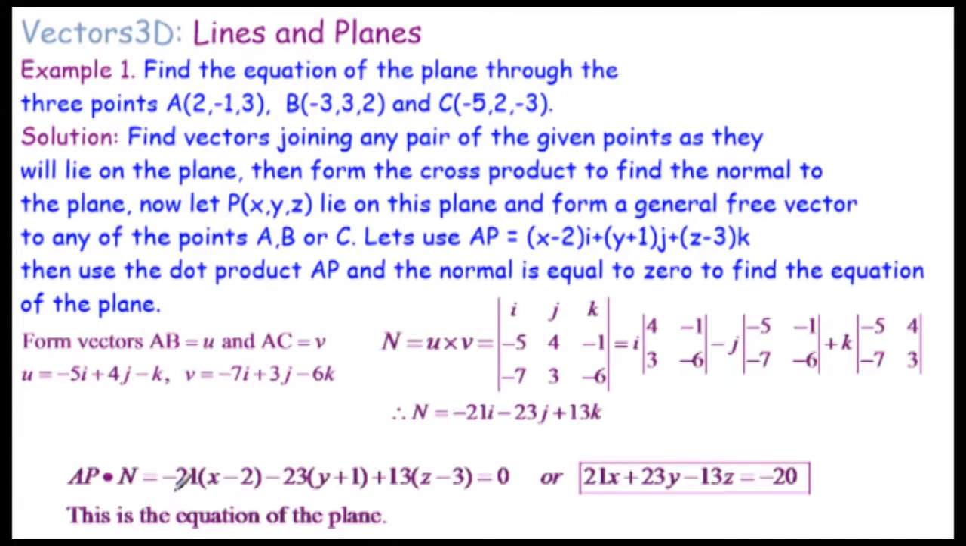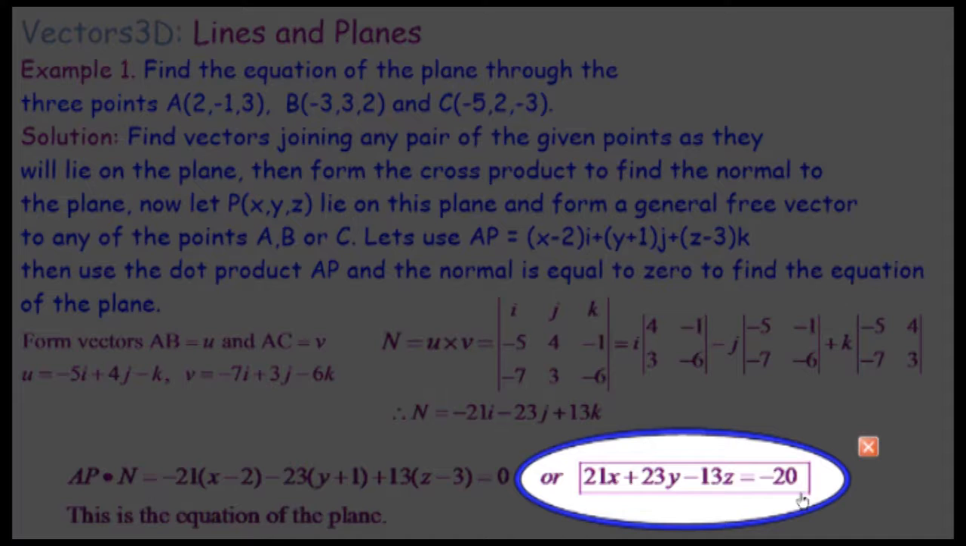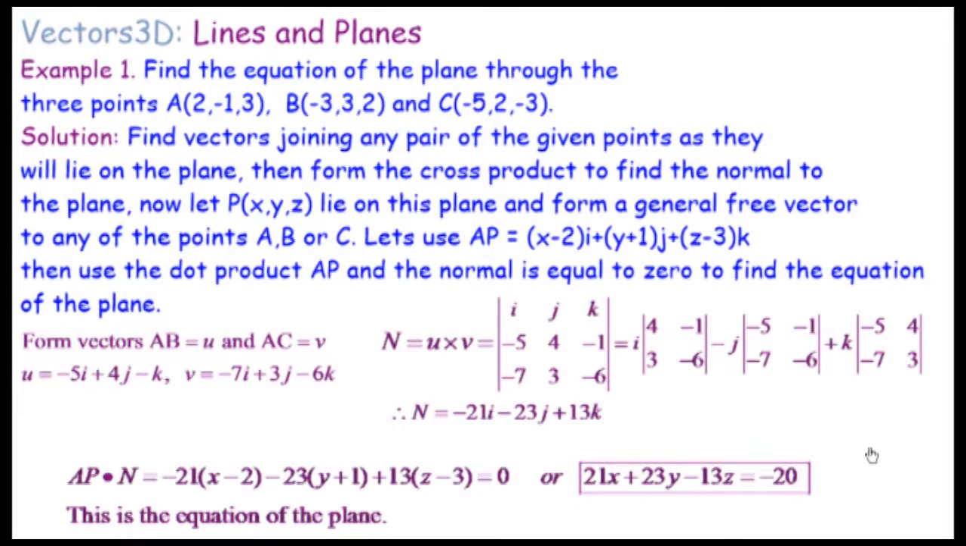Okay, so it just becomes, you can see here, minus 21 times x minus 2, minus 23 y times y plus 1, and then 13 times z minus 3. Okay, and we rearrange this to get the equation of the plane over here. So there's a bit of a procedure involved, but basically you will need the cross product to get the normal, and then you'll need the dot product with a general free vector, which you'll have to create from one of the points A, B, or C, to get the equation of the plane.